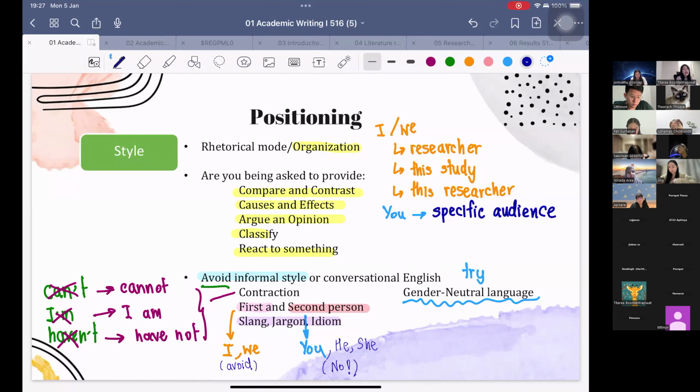But yes, for speaking. Another exception is if you are taking an English writing exam like IELTS or TOEFL, you can use slang in the writing. You can apply idioms, slang, or jargon in the writing. However, research writing, no. No for research writing.